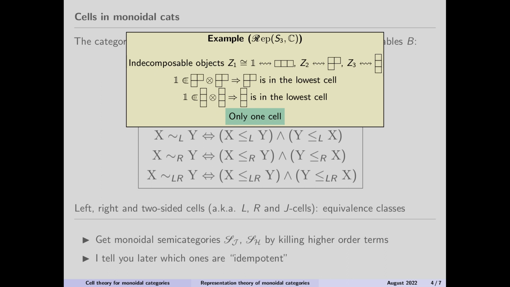And if you tensor them together and decompose them, for example, if you tensor the standard with itself, actually, because it's self-dual, you will see the trivial showing up. So that means the standard is smaller than the trivial, but the trivial is smaller than everything else, so the standard ends up in the little bottom block. Same for the sign representation. So this case has only one cell.